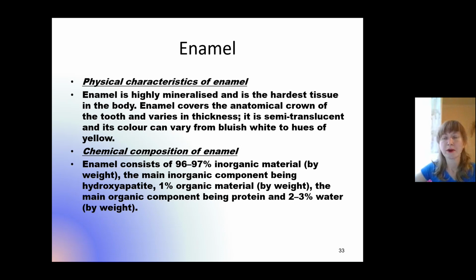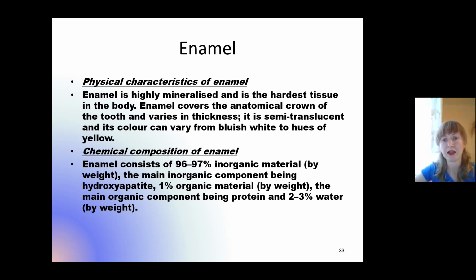And now in detail about every tissue that forms the tooth. So the first and the hardest is enamel. Enamel is highly mineralized and is the hardest tissue in the body. Enamel covers the anatomical crown of the tooth and varies in thickness. It is semi-translucent and its color can vary from bluish-white to hues of yellow.